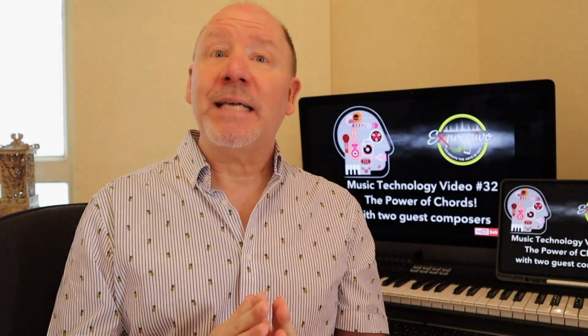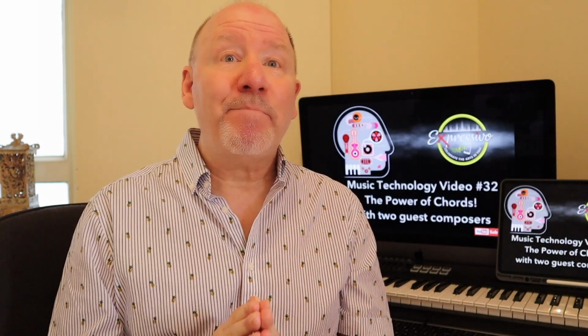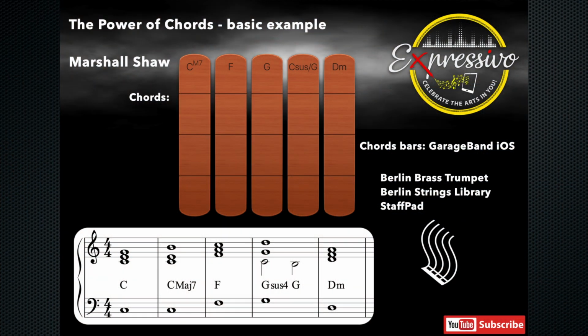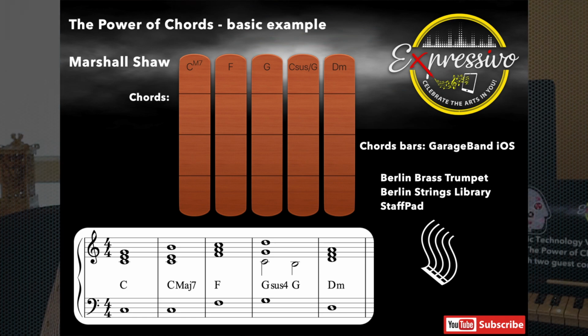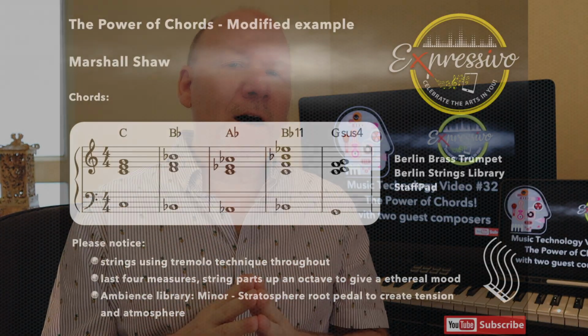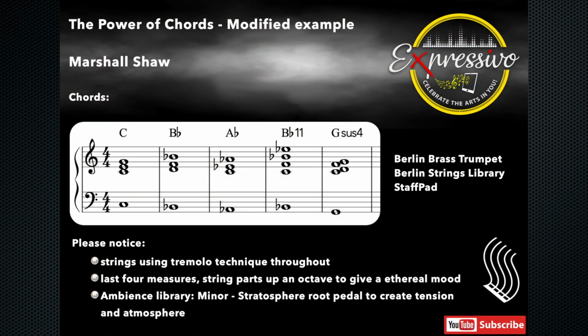In the final example, I present an 8-bar melody using the Berlin Library's trumpet and strings with a traditional chord progression as seen in the graphic. It could be used to represent a moving piece for a quest or adventure. In the second version, I keep almost all of the melody but use a different set of chords which prepares the piece for a different purpose or audience.